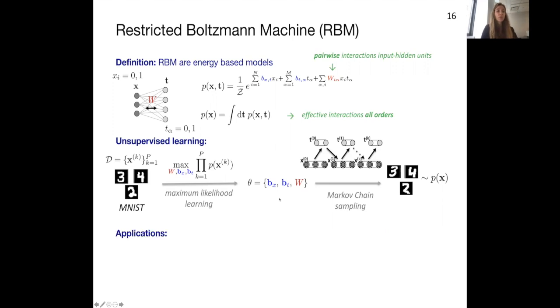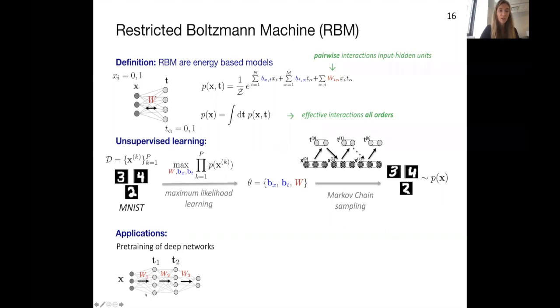So the applications of those restricted Boltzmann machines: historically, they were used to pre-train deep neural networks. Now it's not the case anymore, but that was one of their primary usages, where each layer was pre-trained as a restricted Boltzmann machine, unsupervised, before having the full learning of the deep neural network on a supervised task.